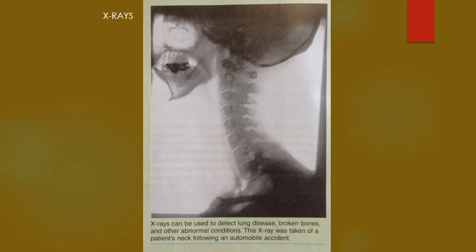The light and dark areas appear on the plate in direct relationship to the density of the material through which they are traveling. Bones are quite dense and appear as white areas on an X-ray plate. The body's flesh has a lower density and allows for more of the X-ray to pass through.